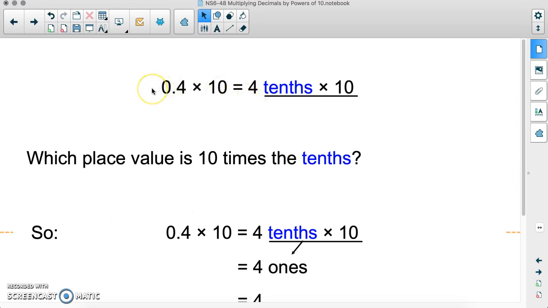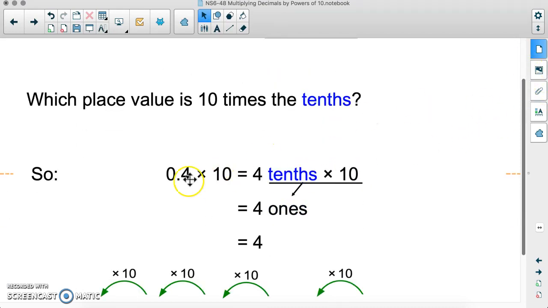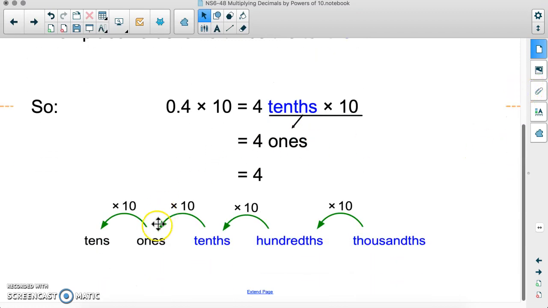So if we have then 4 tenths times 10, the place value is 10 times the tenths. Well, if we have 0.4 times 10, then we're going to get 4 tenths times 10, which is the same as saying 4 ones, or 4. So if we're multiplying by 10, and we had tenths, those are going to turn to ones. If we have ones and we multiply by 10, we're going to get tens.